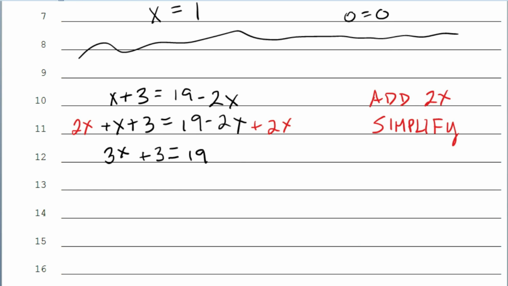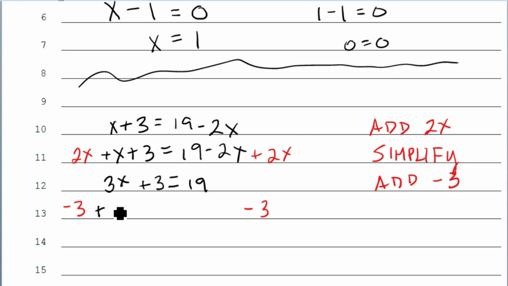And then move all the other terms which do not contain an x over to the right side. And here that would mean adding a minus 3 to both sides, and everything else stays the same. 3x plus 3 equals 19 minus 3.